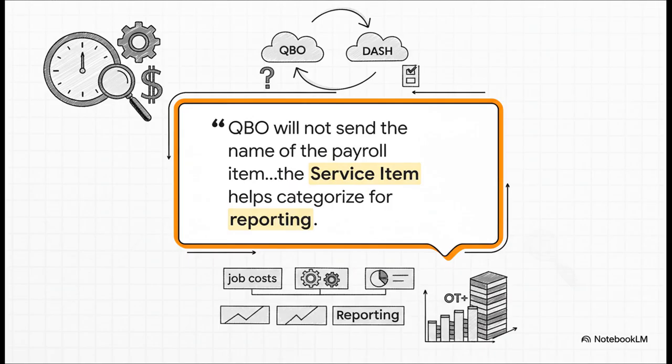That's exactly why using a descriptive service item with those little tags like OT is still a best practice. It just makes sure your reports in Dash are always crystal clear.